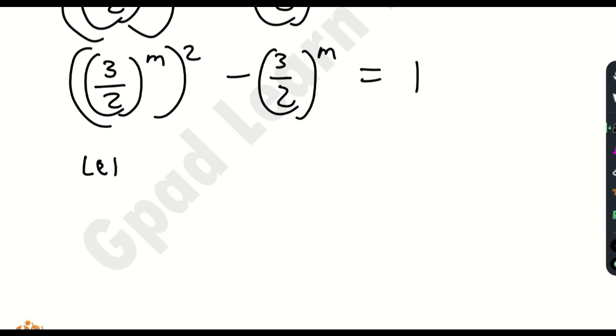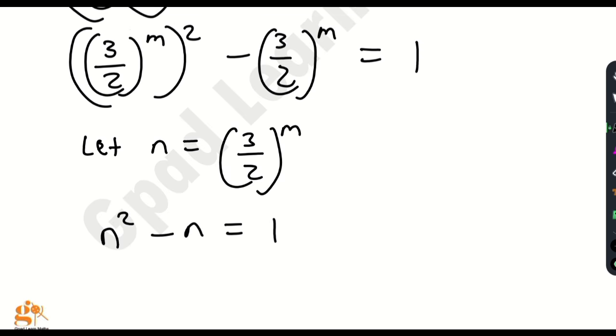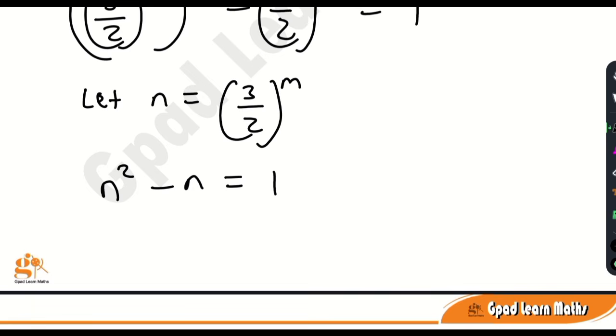I can say let n be equal to 3 over 2 raised to power m. Now I'm making it even more simplified. So it's going to be n squared minus n, and is equal to 1. So we have this simple, beautiful quadratic equation. I'm going to move the 1 to the left hand side. So it's going to be n squared minus n minus 1 is equal to 0.